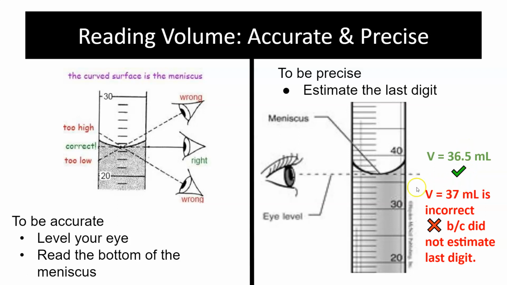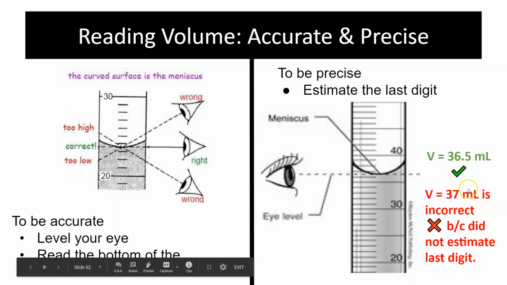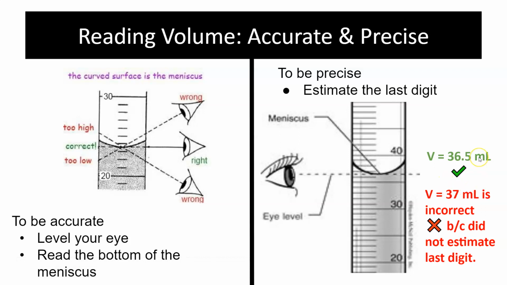What would be a non-precise measurement is 37 milliliters, if someone, let's say, just rounded it up. That would be incorrect because you did not estimate the last digit.